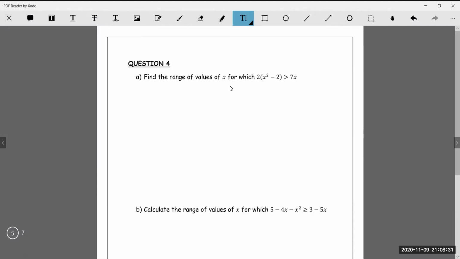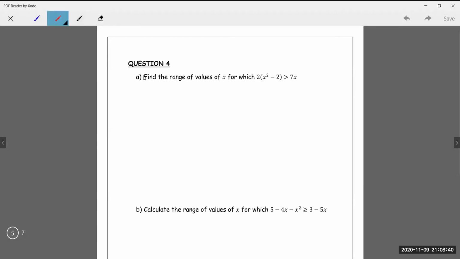All right, it said find the range of values of x for which 2 times (x squared minus 2) is greater than 7x. Whenever you're doing questions like these, you're solving an inequality. Let's just try to get it in a quadratic form. If I expand the 2 right here, I'm getting 2x squared minus 2 times 2, which is minus 4. And if I bring over the 7x, it becomes minus 7x, and that's greater than 0.